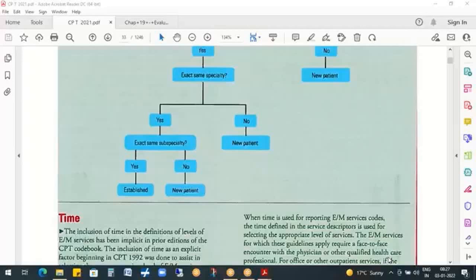Initial service means a physician is providing service on admitted date. Always underline that: on admitted date. Sir, can you repeat, please? Initial service means a physician is providing service on admitted date.